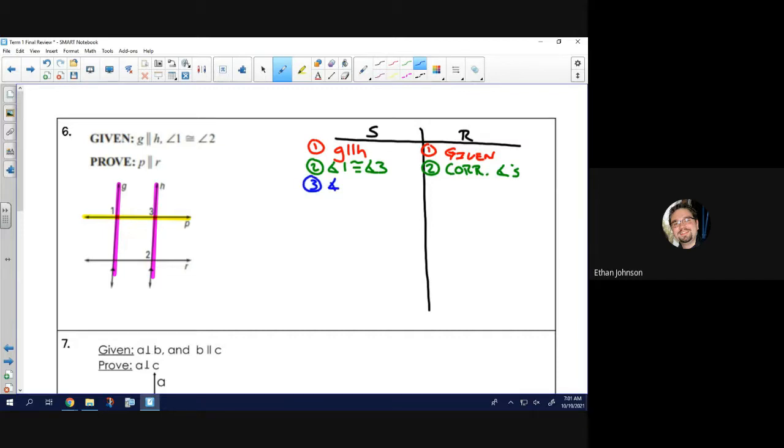It says angle 1 is congruent to angle 2. Given. In fact, in statement 1 and in statement 2, I have angle 1. So that then tells me that angle 2 has to be congruent with angle 3, because that is our substitution or transitive property of equality.